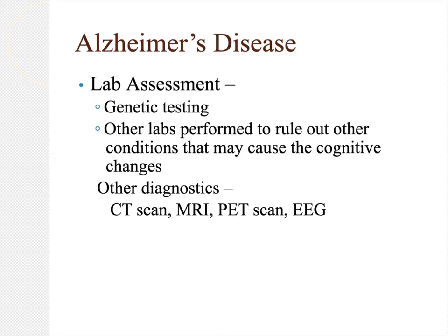There are many other labs that might support the diagnosis of Alzheimer's disease, but again, it does not give a definitive diagnosis. And again, some other labs might be done to rule out other treatable causes of dementia or delirium. Urinalysis, CBCs, blood ammonia levels, thyroid and liver function tests, alcohol screening tests, things like that. CT scan, MRI, PET scan, EEG, all again to rule out any other treatable causes for the change in the patient's presentation.